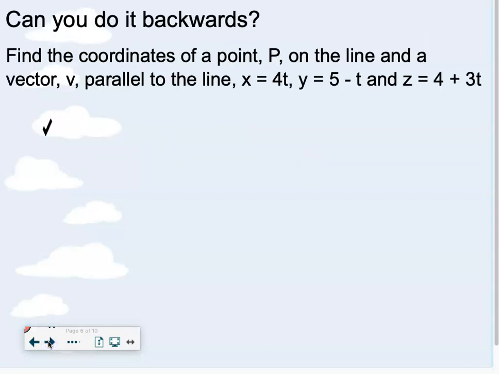Okay. So, can you do it backwards? Find the coordinates of a point P on the line and a vector V parallel to the line if I give you the line. I think you can do this. I believe in this.